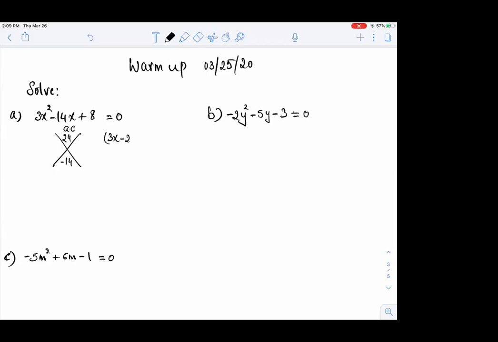3x minus 2 times x minus 4. Did you guys get this? Yeah. So the factors of this question A are 3x minus 2 times x minus 4. And you see the right-hand side is equal to 0. Now, do you remember the zero product property? Yes. Take each factor and set each factor equal to 0. Then you add 2 to both sides and then divide by 3.